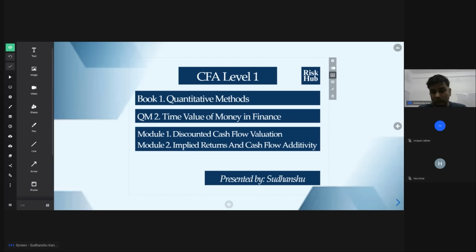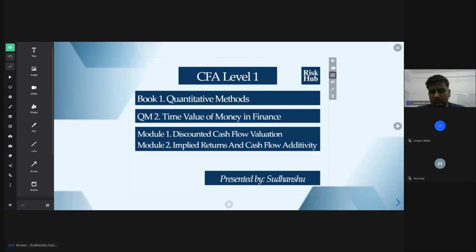So guys, today we have to do the second chapter of your quantitative methods book. It's QM 2, which is called the time value of money in finance. This chapter has two modules. One is discounted cash flow valuation. Second is implied returns and cash flow additivity.